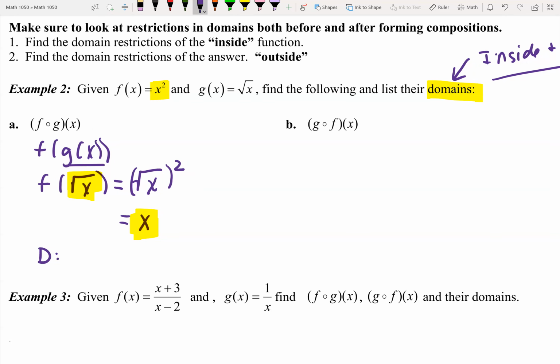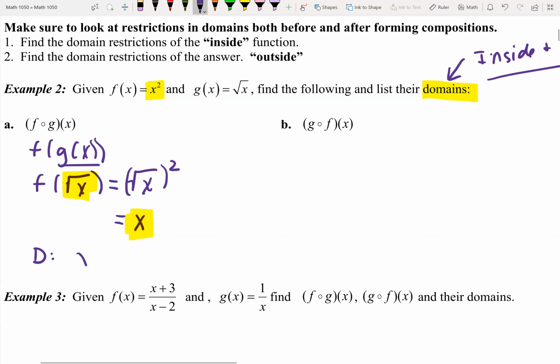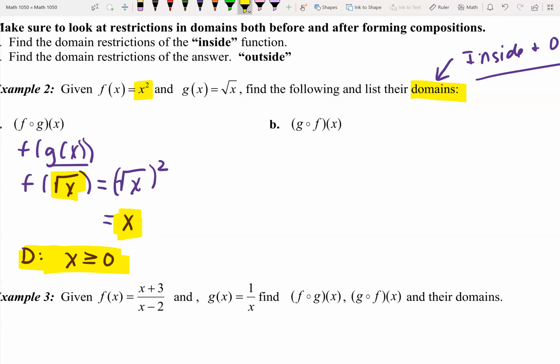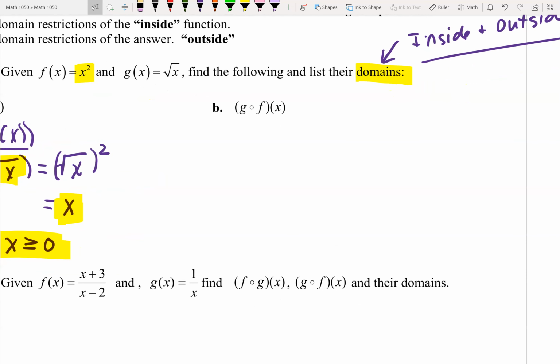So is the domain of the square root of x all real numbers? No. Here's a good review. What is the domain of the square root of x, everybody? Greater than. Could it be equal to 0? Yes. So the domain is x must be greater than or equal to 0, and you're done. Okay, let's do the next one. So just remember, inside and outside.